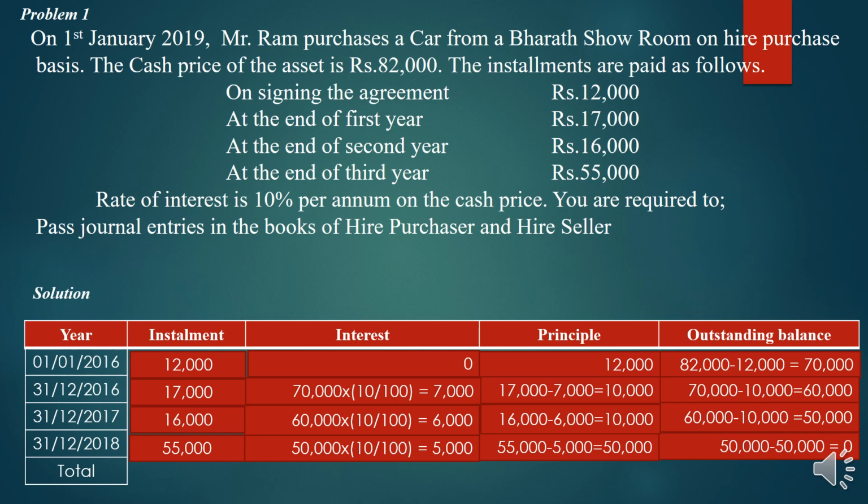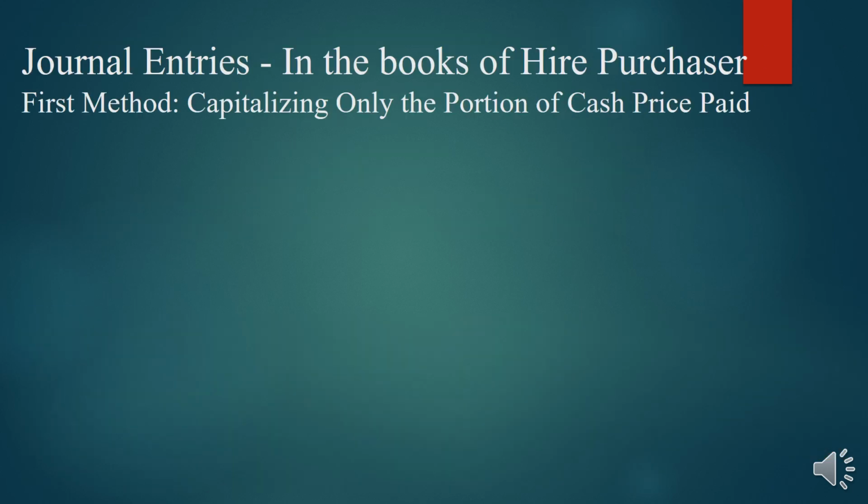Now let us find the interest total and principal total. The interest total is 18,000 and the principal total is 82,000. Hence we get the hire purchase price, which is equal to 1 lakh. Let's discuss the journal entries, first in the books of hire purchaser. All these journal entries are explained in detail in my next video.